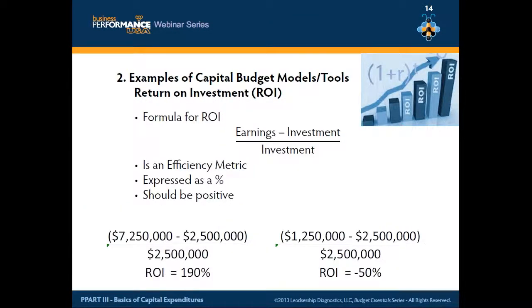All right, another tool that we can use is the ROI, or the return on investment. The return on investment is just a simple calculation. It's expressed as a percentage, and it's just the earnings minus the investment divided by the investment. If we were looking at these two projects and the ROI on these, we would want to select the one on the left, because basically it's saying we're going to earn almost twice as much money as we invested, versus the one on the right, which is basically saying we're losing half of what we invested.